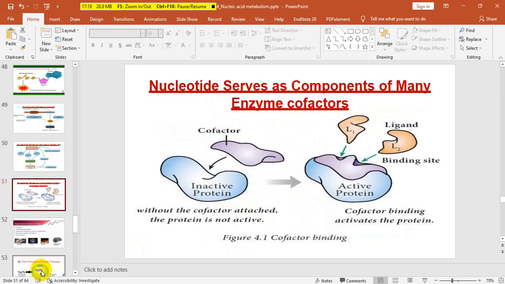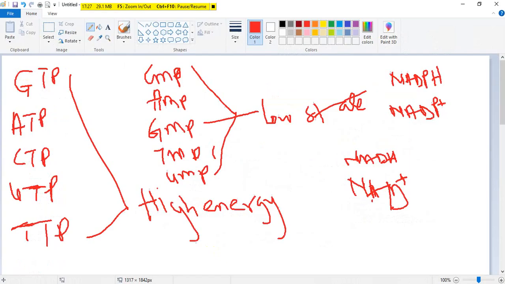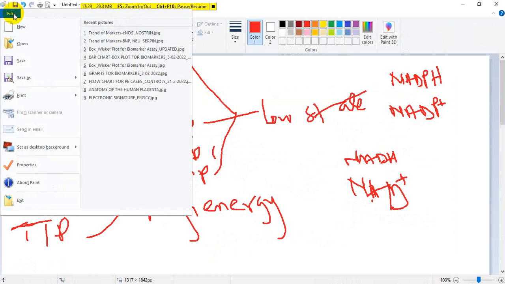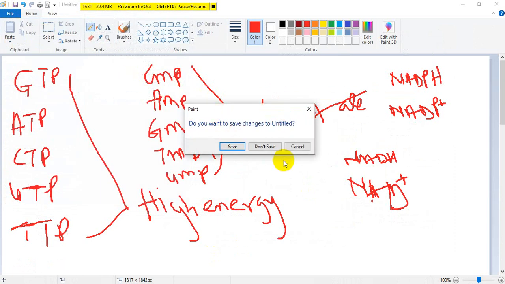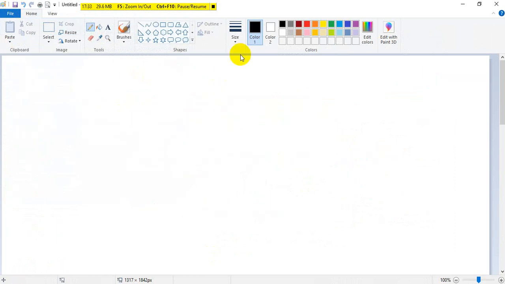Okay, so we did something about enzymes. Nucleotides serve as cofactors, like what I showed you, the NAD and the FAD. Anytime you hear FAD, we have FAD plus or FADH.